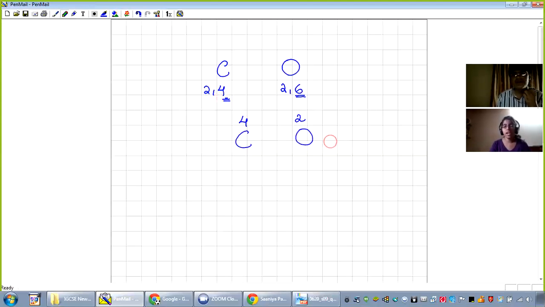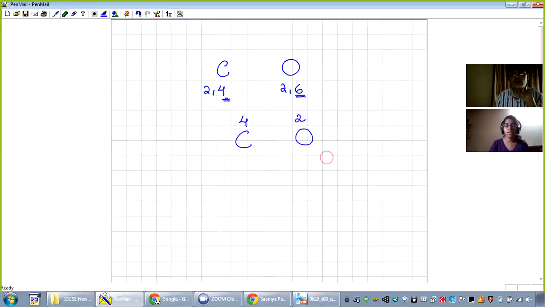So the valency of oxygen is going to be 2. Now, do they share it? Yes, obviously. Afterwards, we are going to draw the structure of the compound that is going to be formed between carbon and oxygen, and that we are going to do after we get the formula. Now, from these valencies, what will be the formula of the compound that is formed between carbon and oxygen?